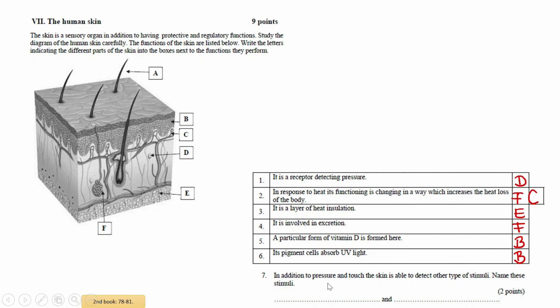Okay, in addition to pressure and touch, the skin is able to detect other types of stimuli. Name these stimuli. You can mention here cold, or hot, or pain. So these kinds of stimuli can be detected by your skin as well. Obviously, other alternative answers would be accepted.